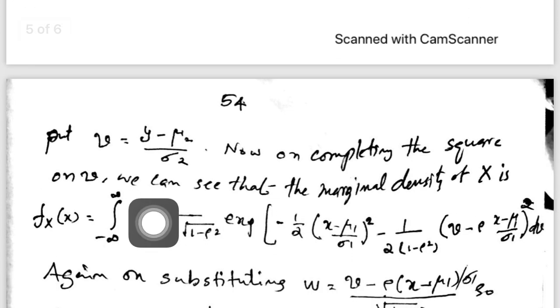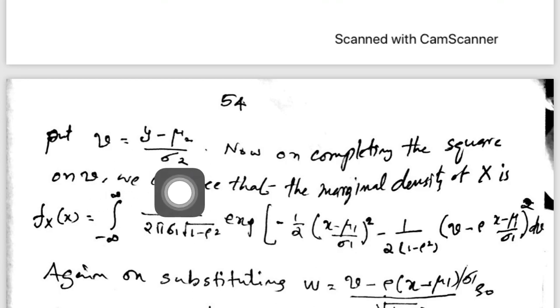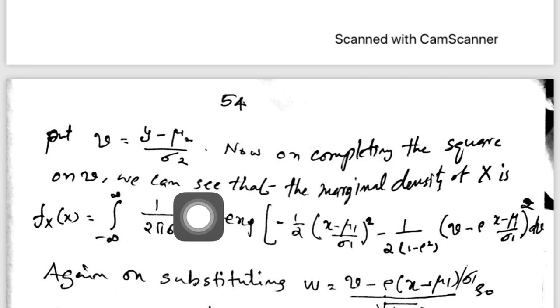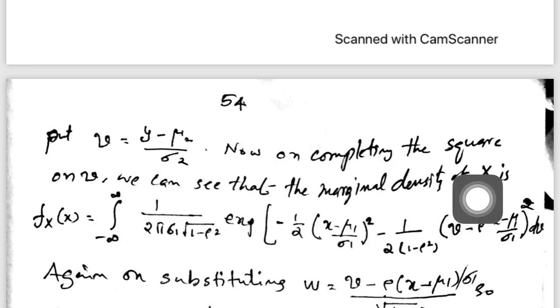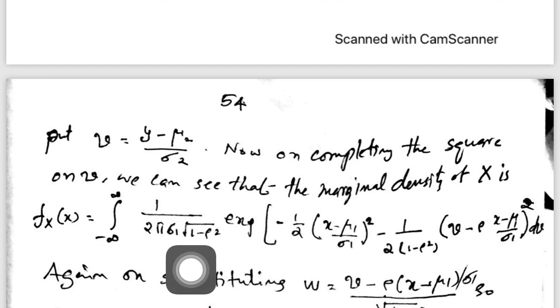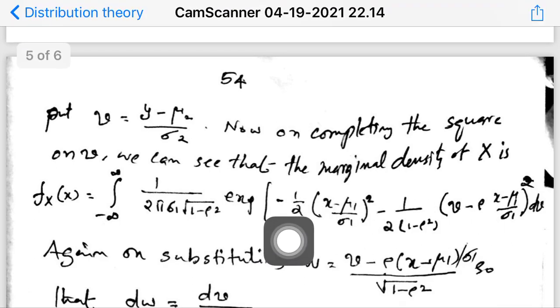And for making this integration, you can put v is equal to (y minus mu 2) by sigma 2. This is the first substitution we have to make for integration. And as in the earlier case, you complete the square on y, we can see that the marginal density of x is f(x) equal to the integral from minus infinity to infinity of 1 by 2 pi into sigma 1 root of 1 minus rho square.